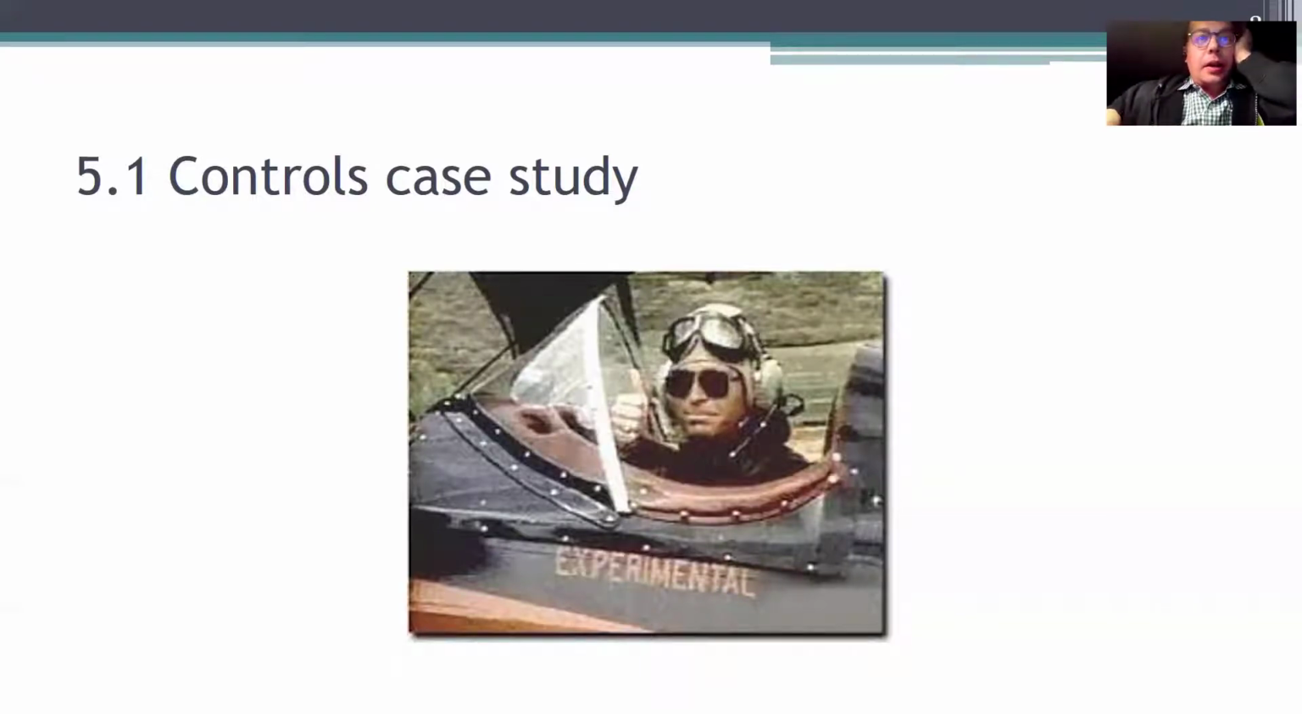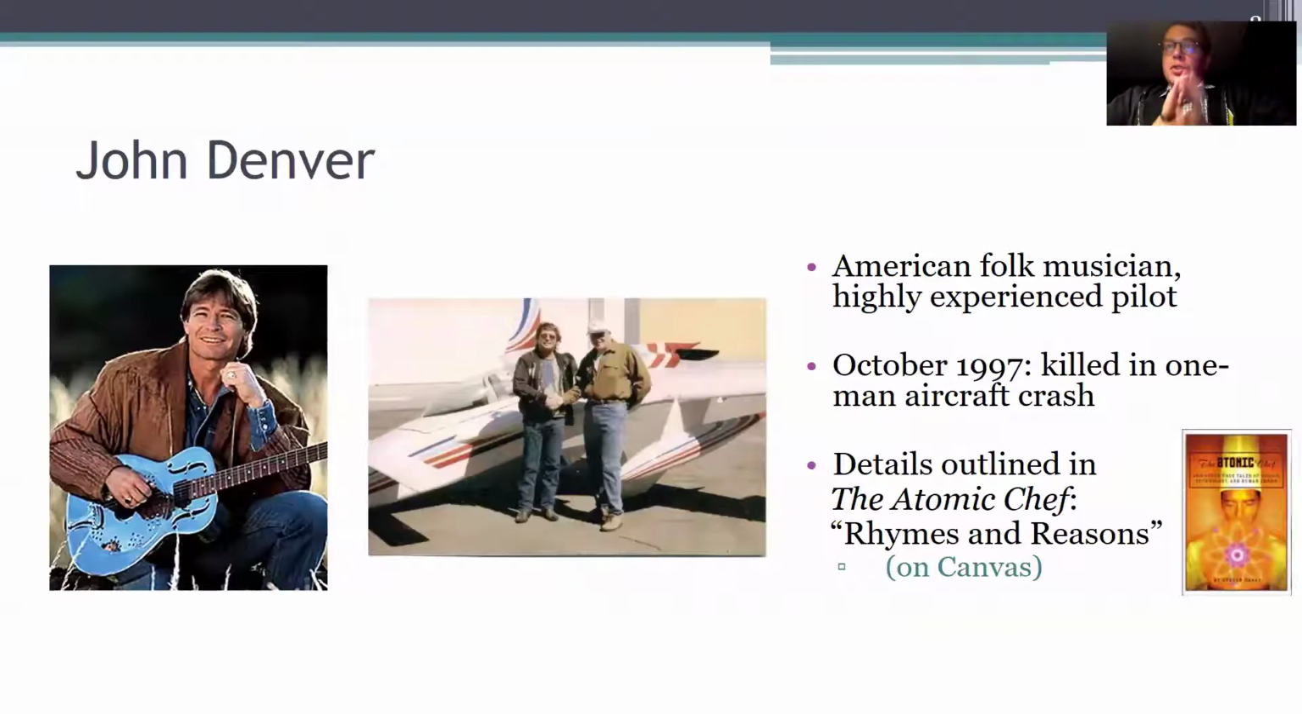So, all right. This case study involves John Denver, Mr. Sunshine on my shoulders. An American folk singer, a folk legend, some would say, and also a highly experienced private pilot. In 1997, he was killed in a one-man aircraft crash while he was flying an experimental aircraft, not this one, but an experimental aircraft.